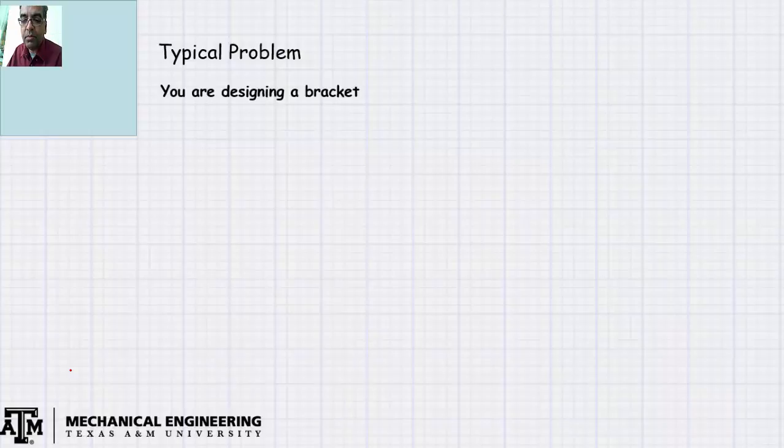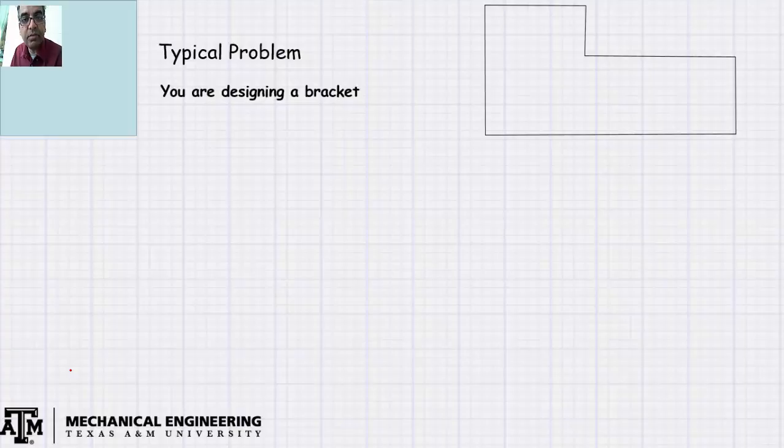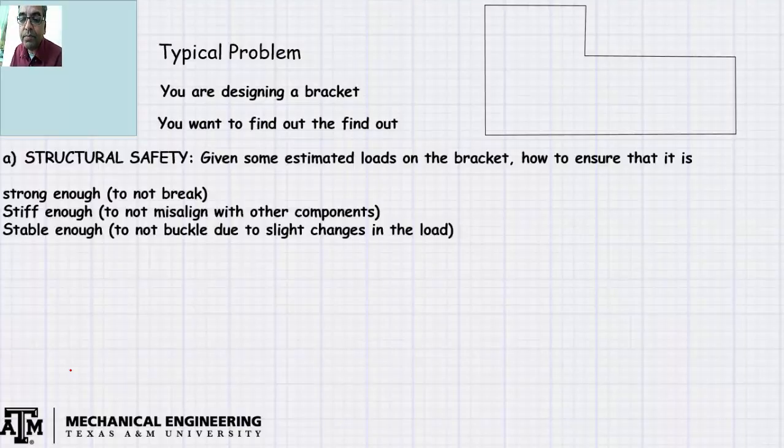So typical problem, let's say you're trying to design a bracket. Here's the bracket, something that looks like this. This is what you want to design. You want to ask a bunch of questions about this. You want to find out structural safety. Given some estimated loads on the bracket, how to ensure that it is strong enough, that is, it should not break, stiff enough, should not misalign with other components, stable enough, should not buckle due to slight changes in the load and things like that. So that is strength, stiffness, stability. So that's part A, that's called structural safety. So you may want to investigate that.